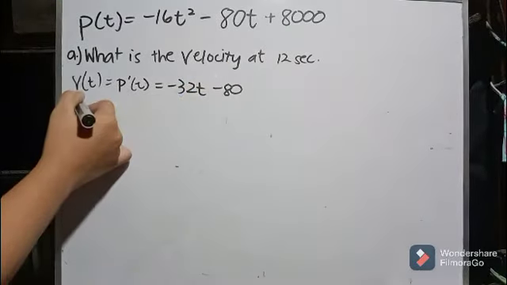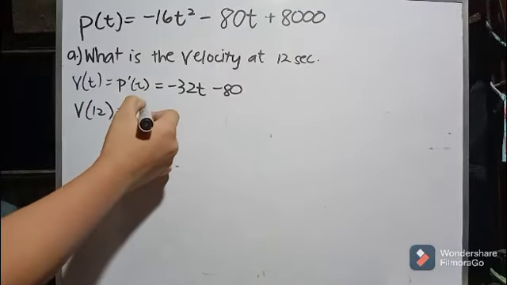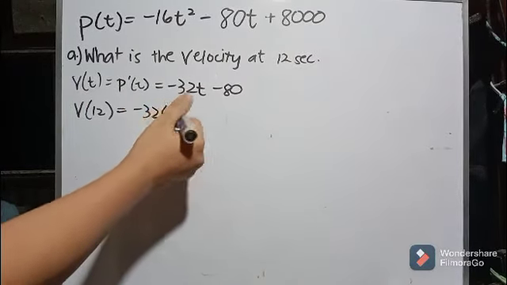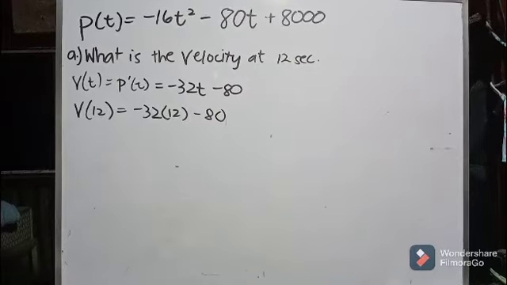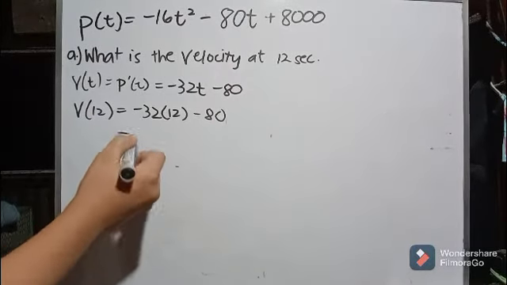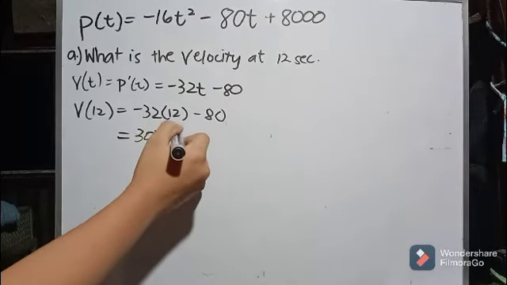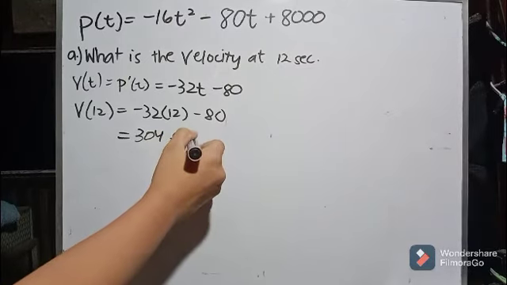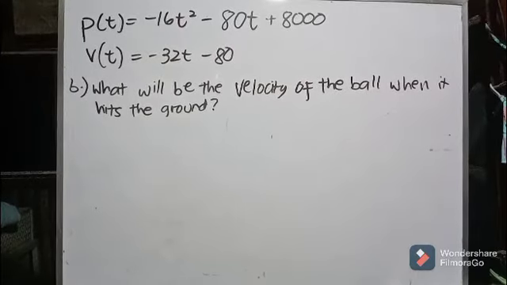So we get the 12 seconds V of 12 is equals to negative 32 multiplied by 12 minus 80. So the answer is 304 feet per second. Now we got the position function and the velocity function. And the next question is, question B, what will be the velocity of the ball when it hits the ground?